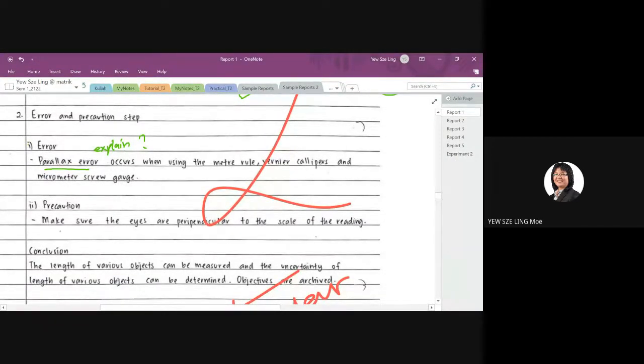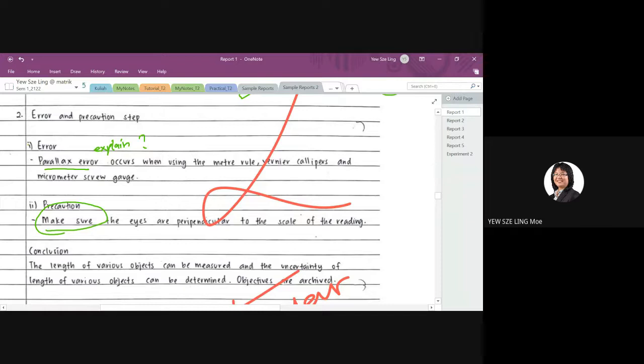And then I say no mixture in the precaution. How are you going to make sure your eyes are perpendicular to the scale of reading? Am I going to stick the ruler beside your eyes so that I know your eyes and the mark and the scale of the ruler are always perpendicular? I don't know, because you didn't tell me the proper step, the proper precautions. You didn't tell me what should I do to make sure the eyes are perpendicular to the scale of the reading. So no action, I don't know. So what am I going to do?